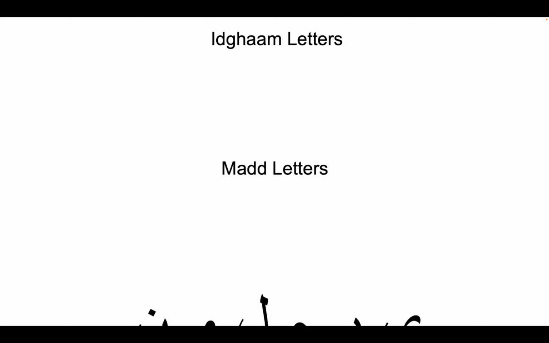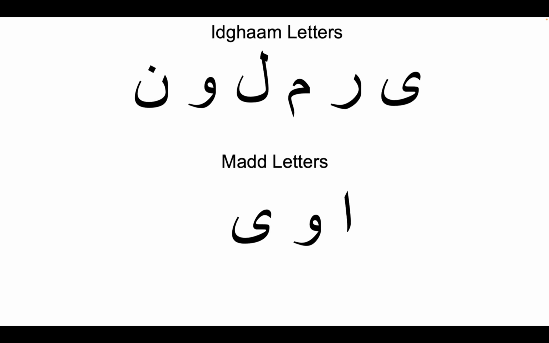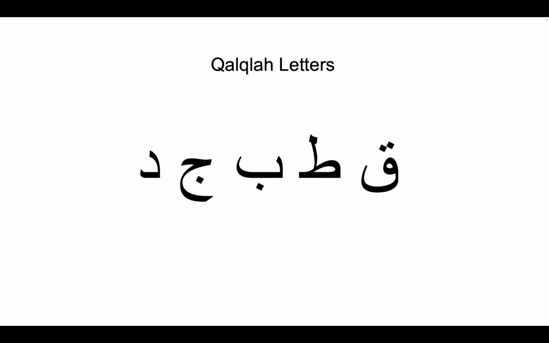On to idgham letters. Idgham letters can be remembered by yarmalun, or ya, ram, mim, lam, waw, and nun. Mud letters are a collection of letters where, when you see them, you elongate the sound to two counts, and they are alif, waw, and ya. Finally, we have the qalqala letters. You can remember them by either jad qutub or qutub jad, which is qaf, ba, jim, dal.